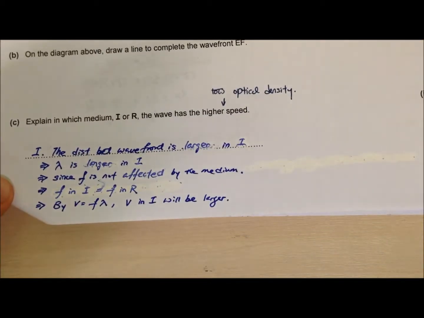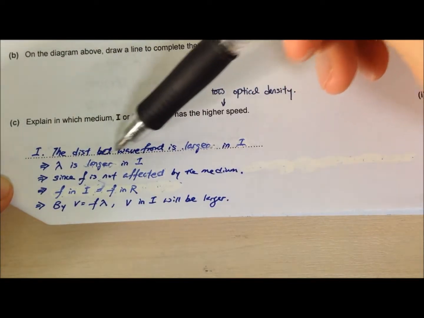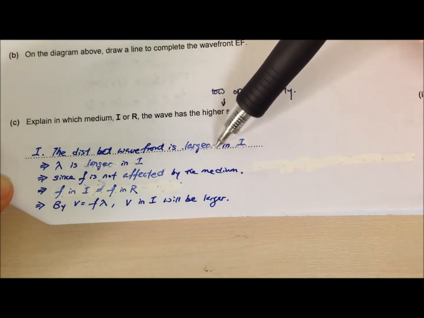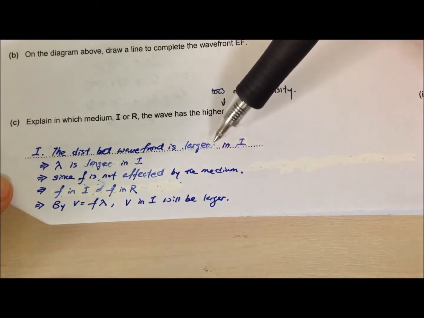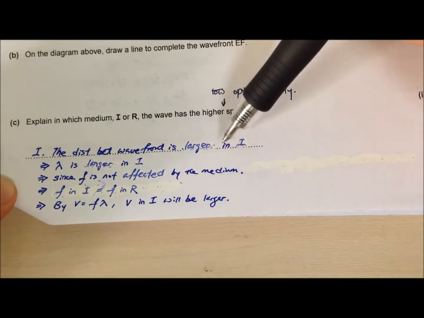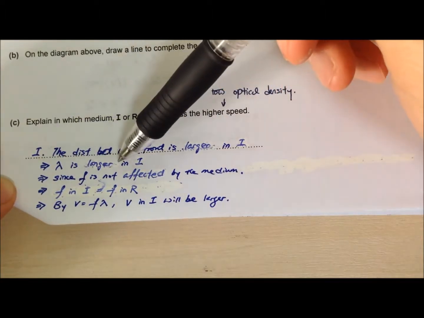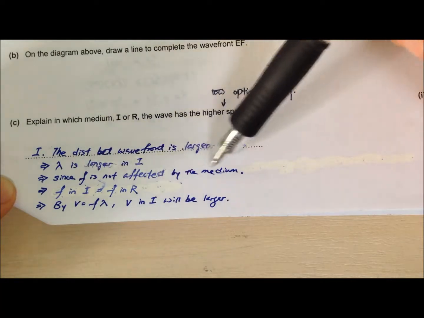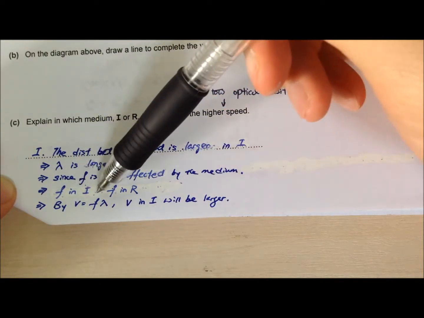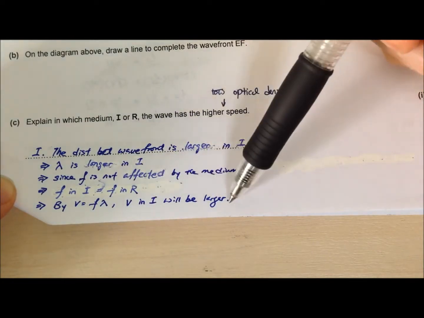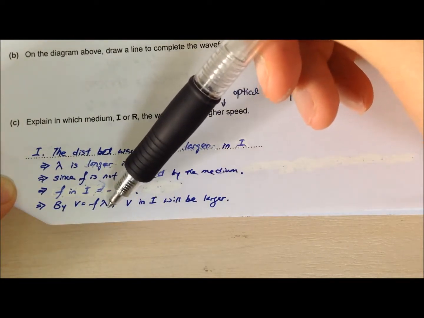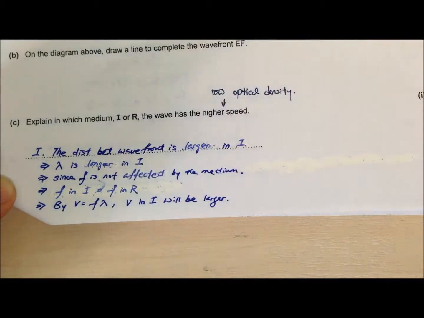So now that you understand the concept, let's put it into words. In I, the distance between the wavefronts is larger, but this is not such a good explanation. You are just stating your observation. So how do you explain? In I, the wavelength is longer, and since F is not affected by the medium, the F in I will be equal to the F in R. So by V equals F lambda, V in I will be larger because the lambda in I is larger. You can quote formulas in your explanation, no issue about that.